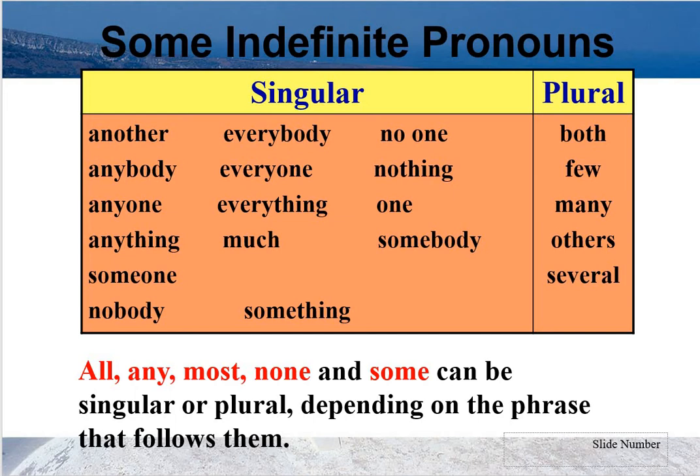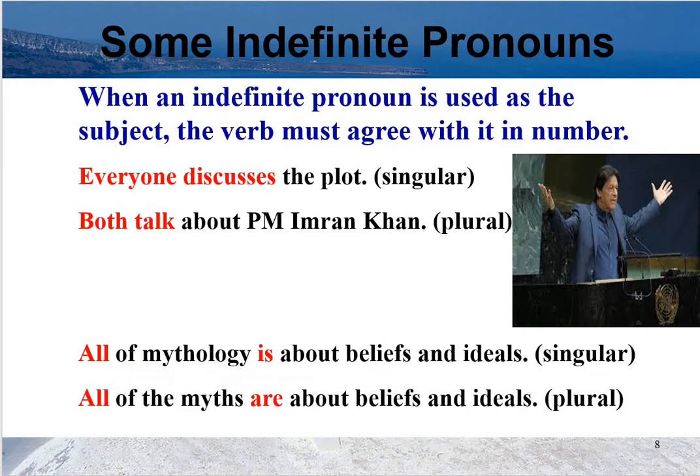If indefinite pronouns are singular, they would be another, anybody, anyone, anything, someone, nobody, everybody, everyone, everything, much, something, no one, nothing, one, somebody. In plural case, they are both, few, many, others, several. All, any, most, none, and some can be singular or plural depending on the phrase that follows them. This is also very important and tricky part. You will look at its examples in next slide.